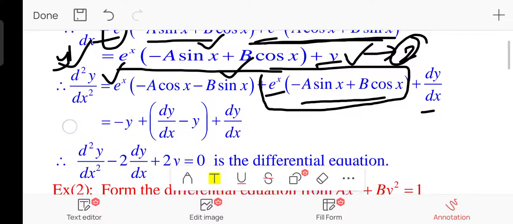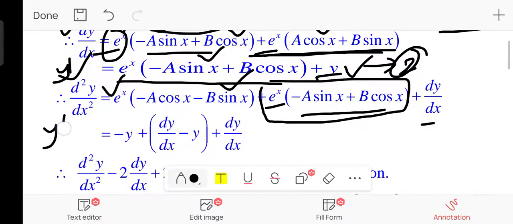So d square y by dx square, which is nothing but y double dash, is equal to e power x into minus a cos x minus b sin x. If you take minus common, it is minus e power x of a cos x plus b sin x. From the given equation, e power x into a cos x plus b sin x is nothing but y. So minus y, plus from the second equation we can write e power x into minus a sin x plus b cos x as y dash minus y, that is dy by dx minus y, plus dy by dx is already there.